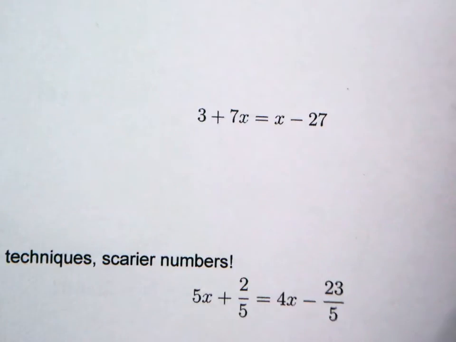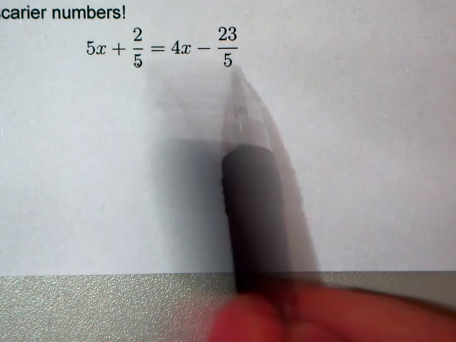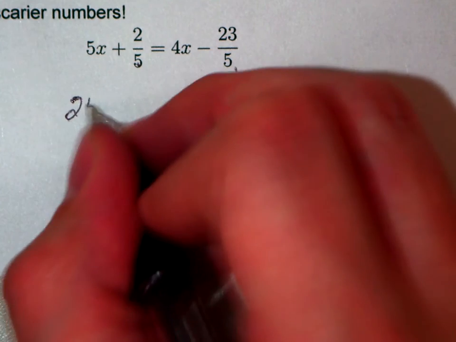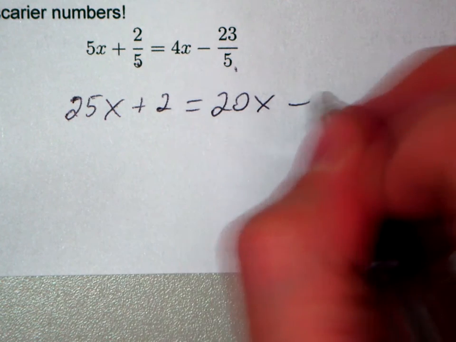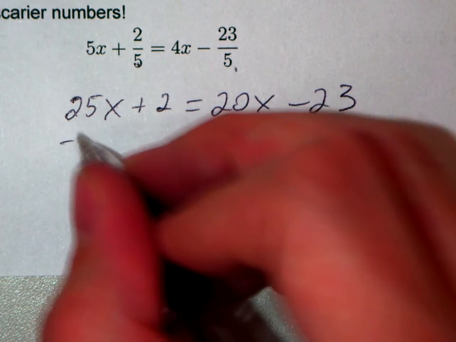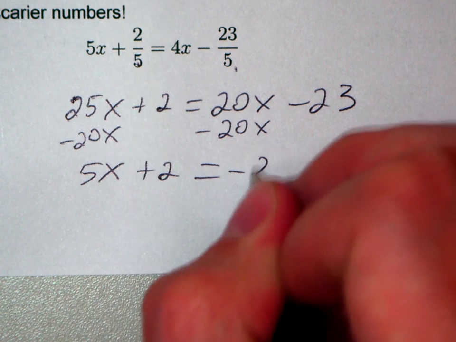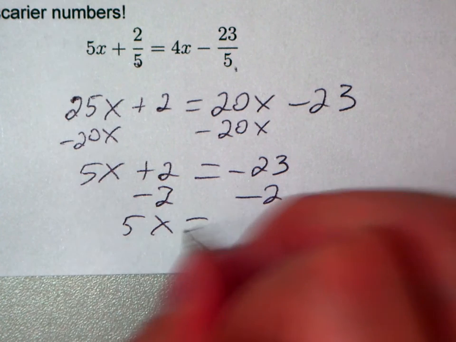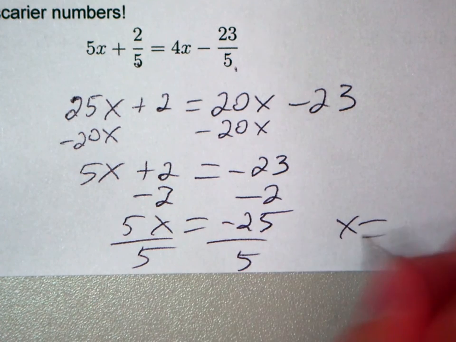Let's look at one of these challenge problems down here at the bottom. Same idea, the fifths on bottom. So if I multiply every term by 5, I end up with 25x plus 2 is equal to 20x minus 23. I can subtract 20x from both sides, and I have 5x plus 2 is equal to negative 23. Then when I subtract 2 from both sides, I have 5x is equal to negative 25. And when I divide these both by 5, I get x equals negative 5.